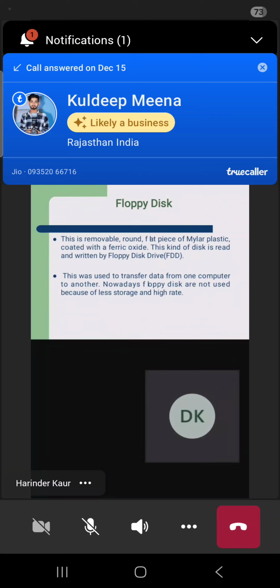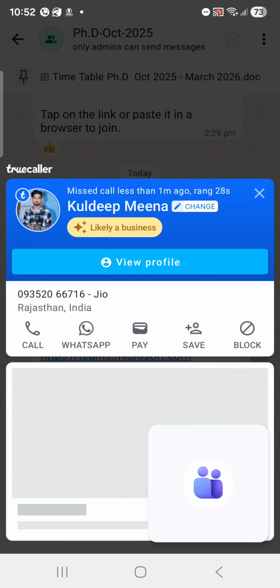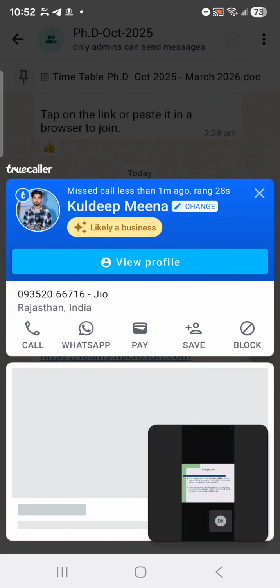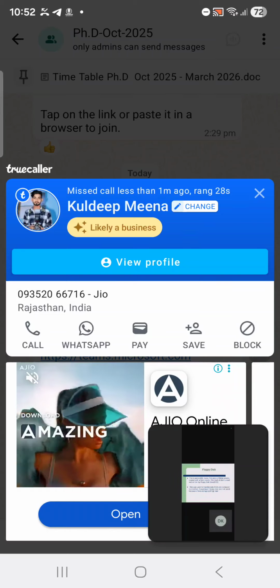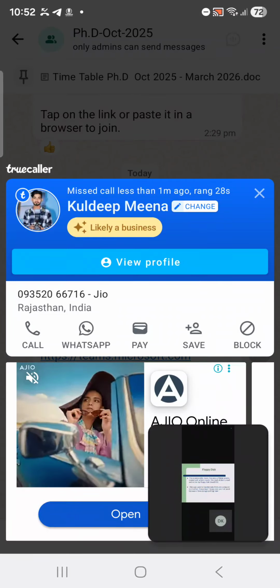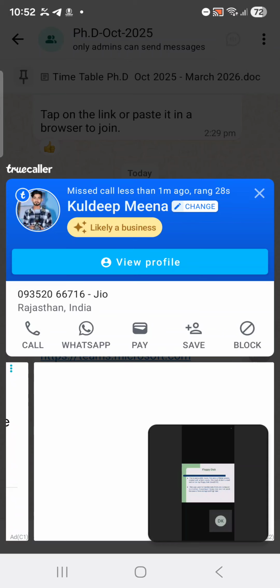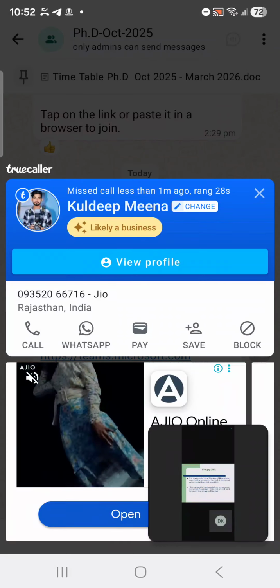So next is the floppy disk. This is a removable, round, flat piece of mylar plastic coated with ferric oxide, and this kind of disk is read and written by a floppy disk drive. So here we transfer data from one computer to another computer.